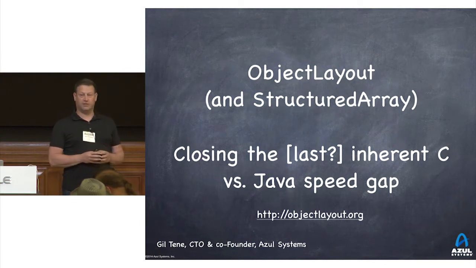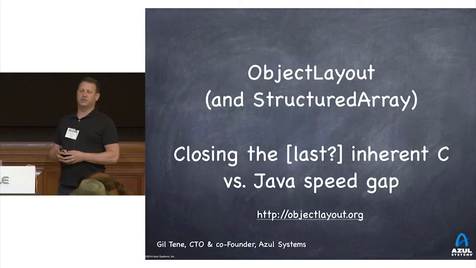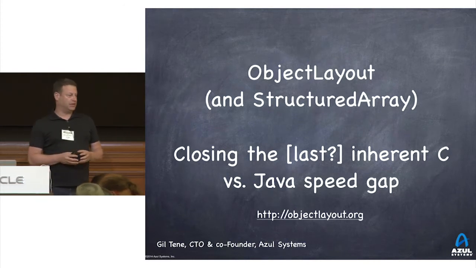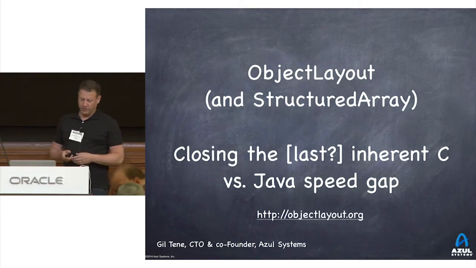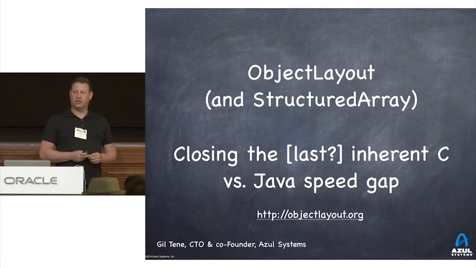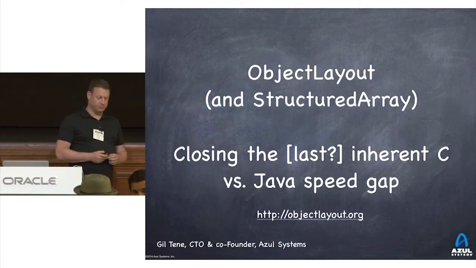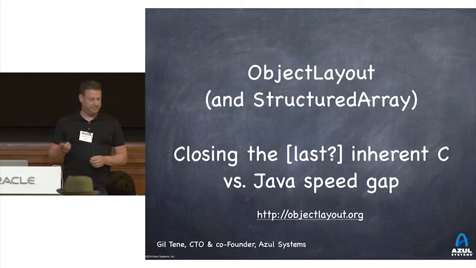We want to make Java faster, and we want to close one of the inherent gaps between Java and C on speed. That gap has to do with memory layout. So I'll talk about what I've been working on kind of as a side project for a year and some, and we've been actually working on delivering some real code for it at Azul and into OpenJDK.